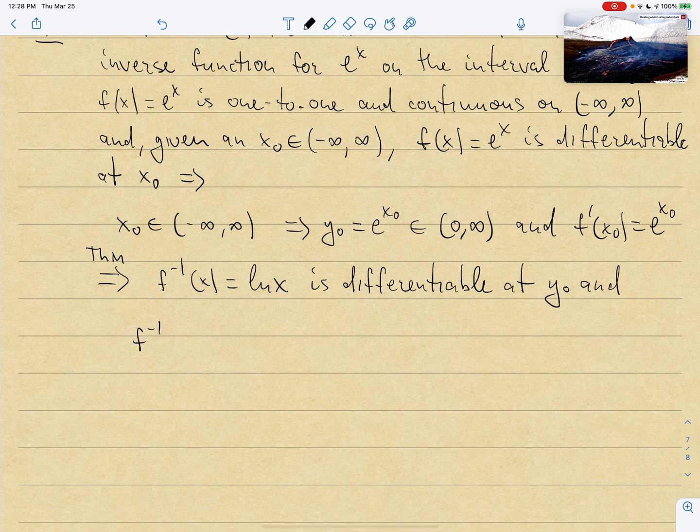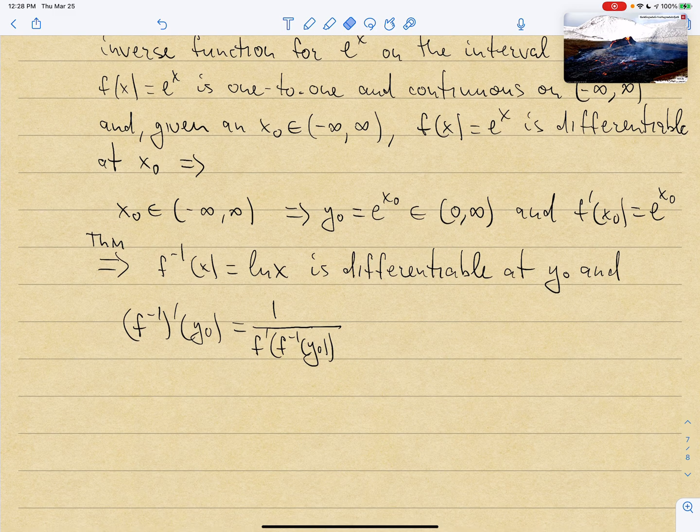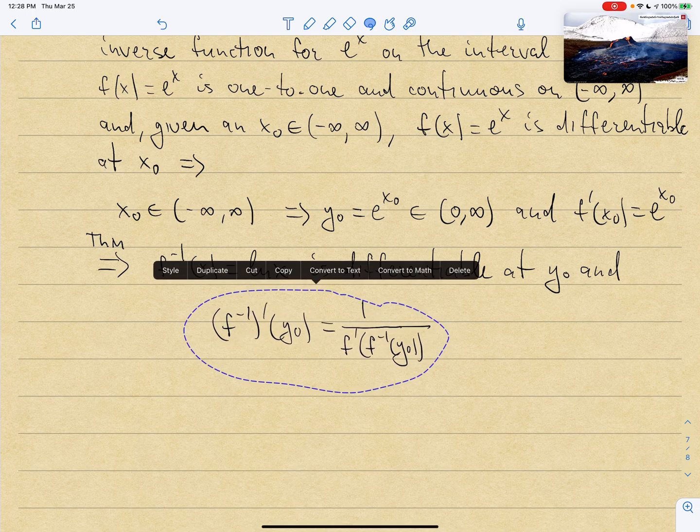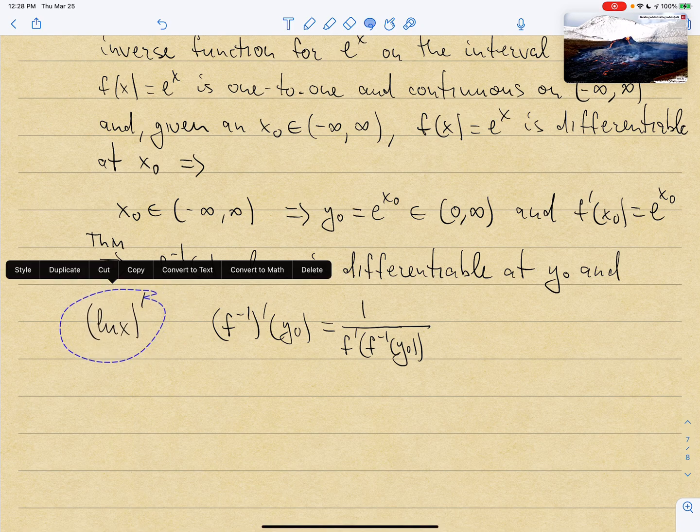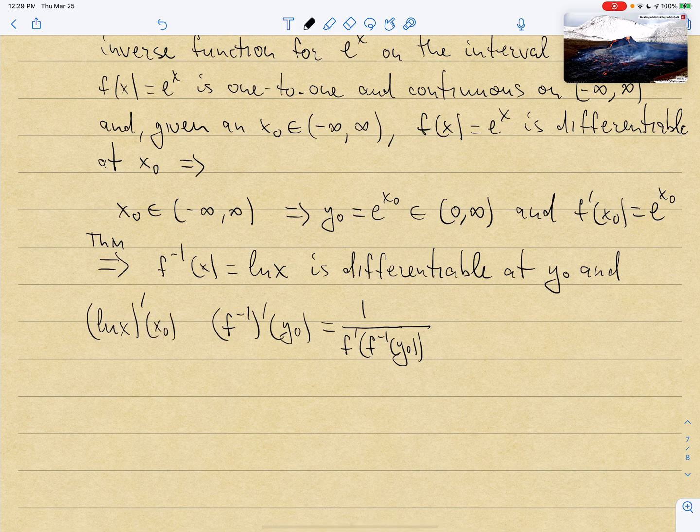f inverse prime of y0 is the same thing as 1 over f prime of f inverse of y0. So f inverse prime, of course, in this case is log of x prime evaluated at x0, right? So I'm going to write it like this, that this is equal to that. Okay, and then what is f prime? F prime is e to the x0, so this is 1 over e to the x0.